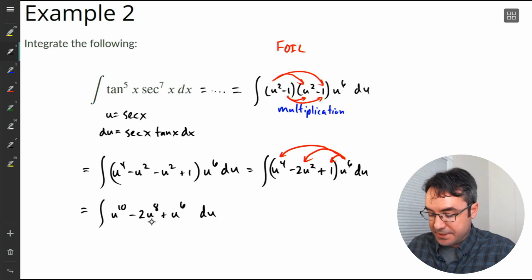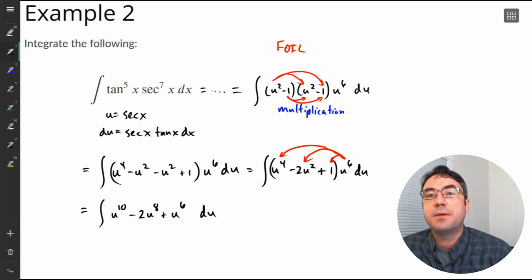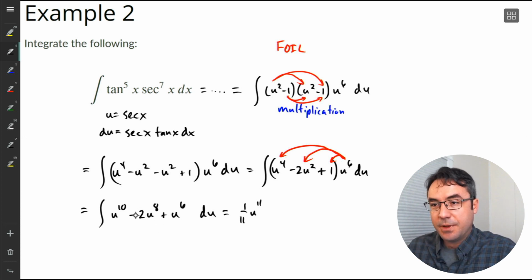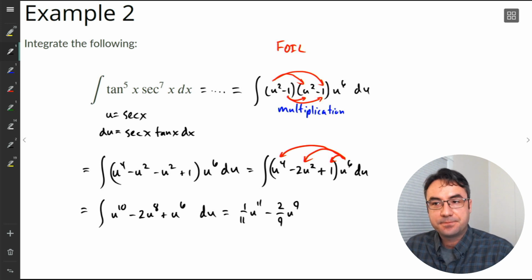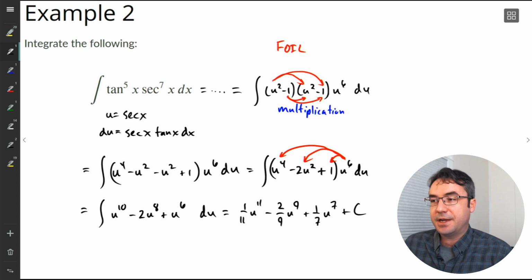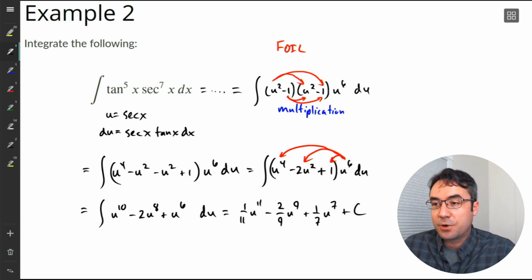And now this is nice because each of these is just a power function, so we can use our nice simple power rule. So what's the antiderivative of that first one? Well, it's 1 over 11 u to the 11. The second one is negative 2 over 9 u to the power 9. And the last one is plus 1 over 7 u to the power 7. And let's not forget our constant, plus c, at the end. We're in pretty good shape. We're done with the integration at this point.